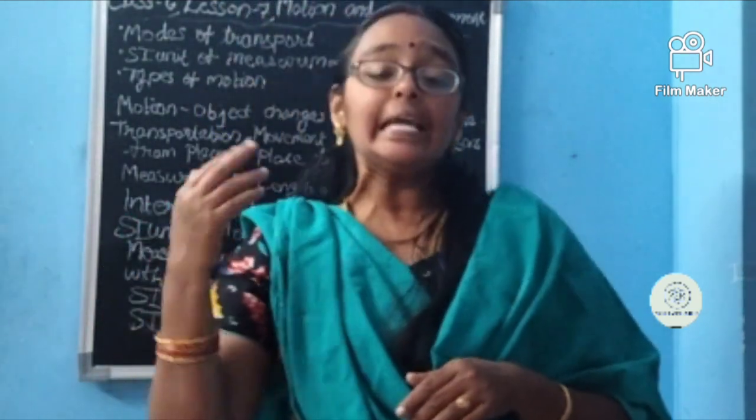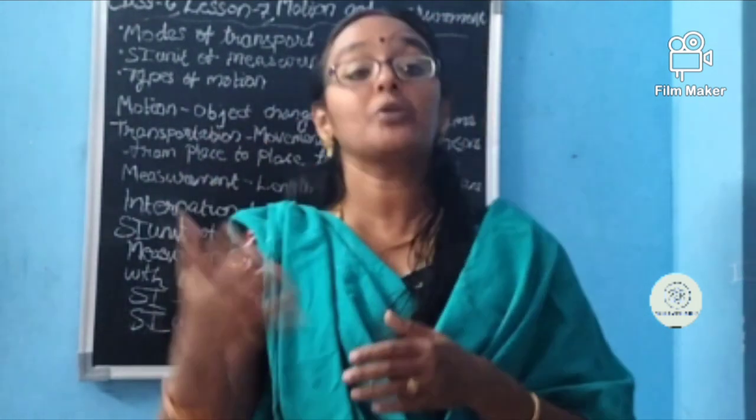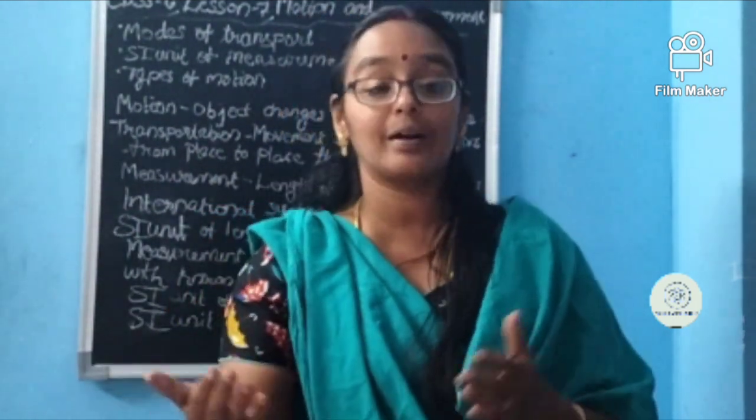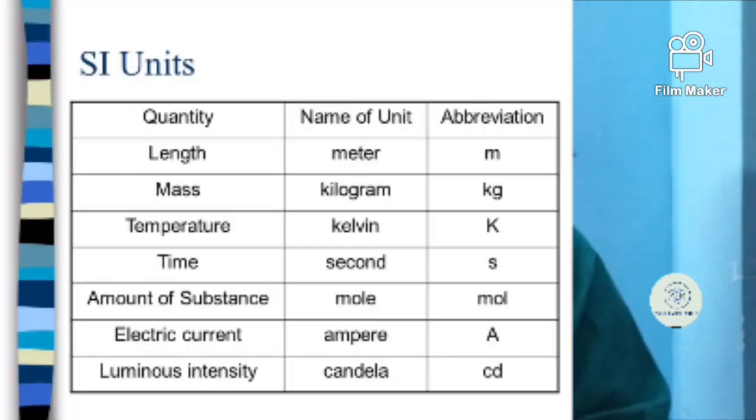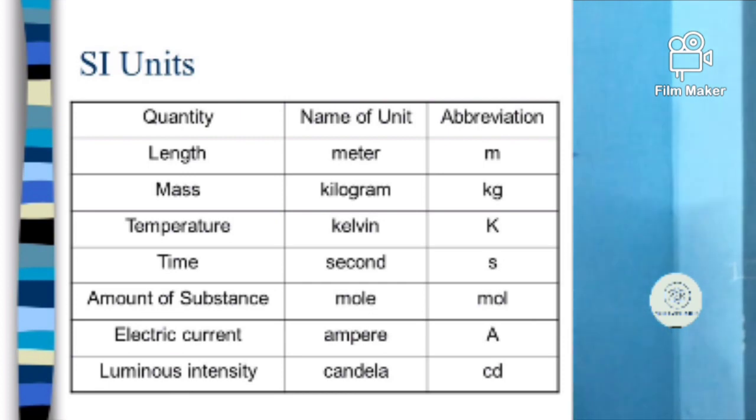Is there SI unit only for length? No, SI units are there for many more things. To say mass, kilogram is the SI unit. And for time, second is the SI unit.